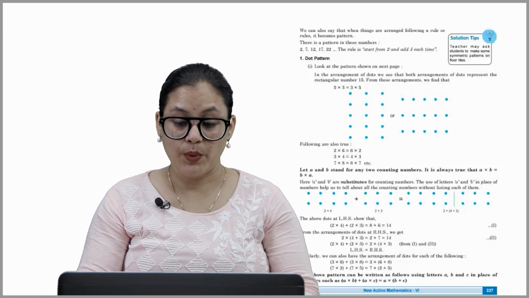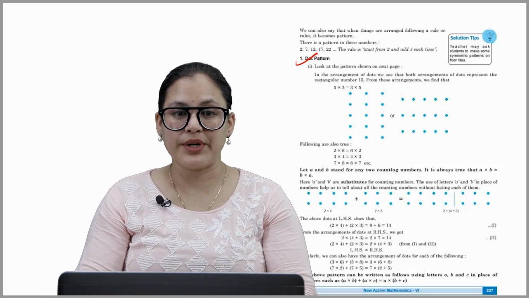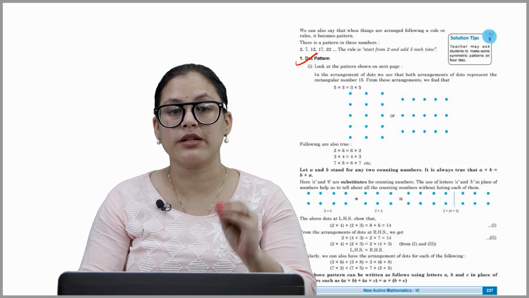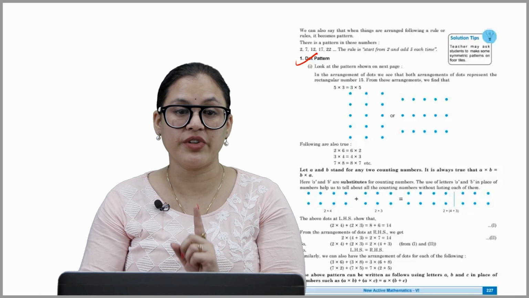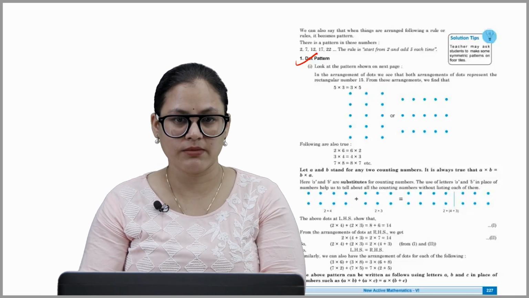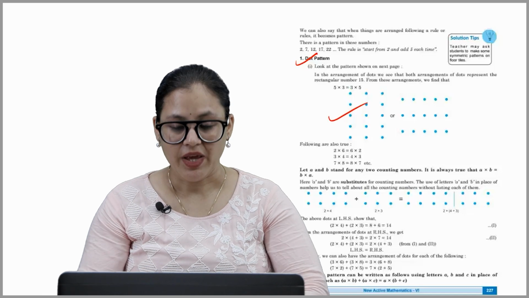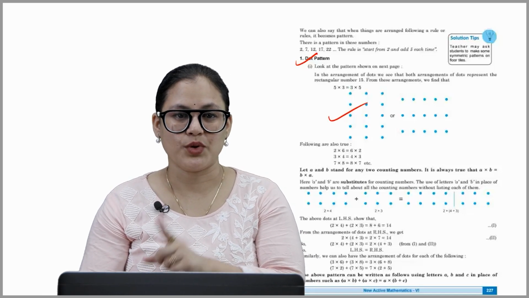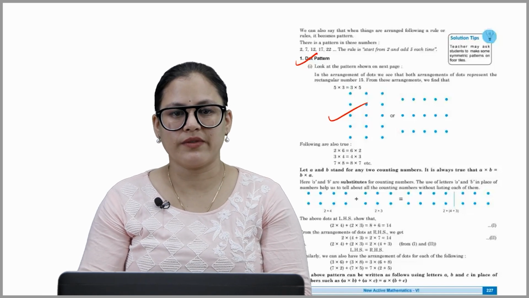Number 1, dot pattern. Look at the pattern shown on the next page. In the arrangement of dots, we see that both arrangements of dots represent the rectangular number 15. From these arrangements, we find that 5 into 3 is equal to 3 into 5. Have a look, the following are also true. 2 into 6 is equal to 6 into 2. 3 into 4 is equal to 4 into 3. And 7 into 8 is equal to 8 into 7, etc.